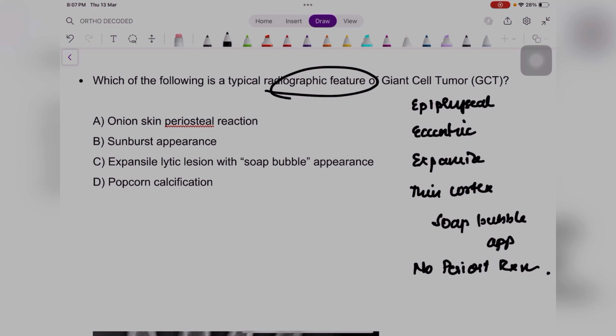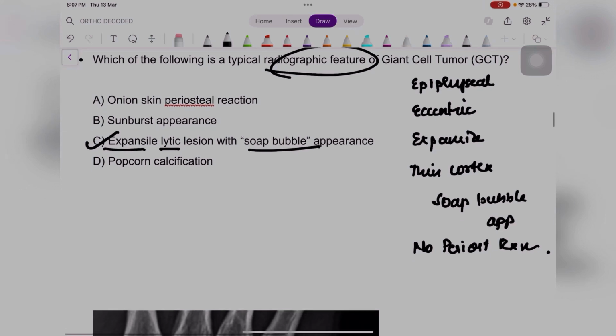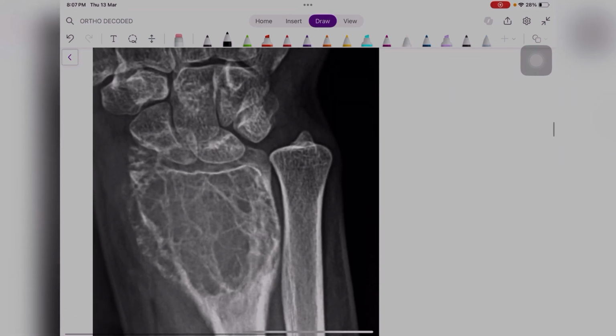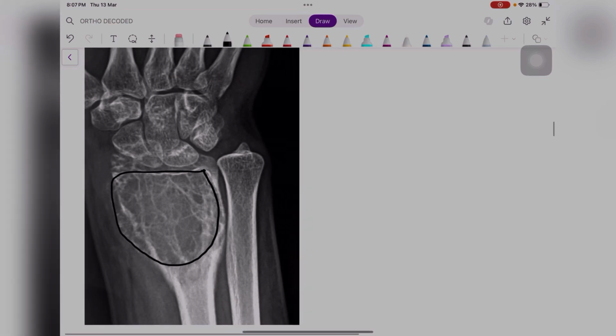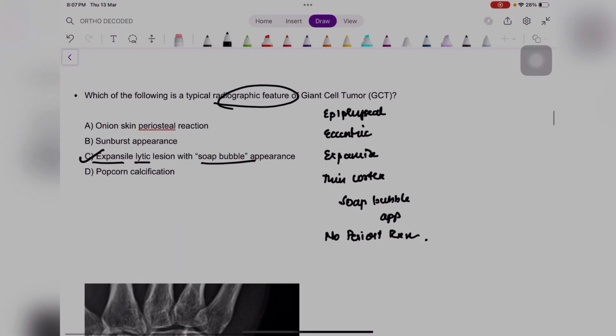Onion skin peel periosteal reaction, no. Sunburst appearance, no. So there you have this option, expansile lytic lesion with soap bubble appearance. So this is your option. So popcorn calcification. So now let us discuss why not the other options. Can you see here? It is expansile, it is eccentric, epiphyseal, expansile, lytic, and soap bubble appearance with no what? Periosteal reaction.